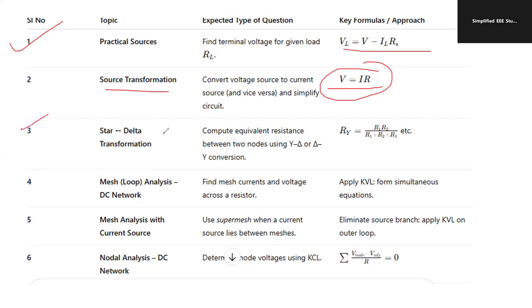Star and delta transformation. This formula you have to remember. I will show you the entire formula in my notes. Let me summarize the entire content. Later I will show you the notes.